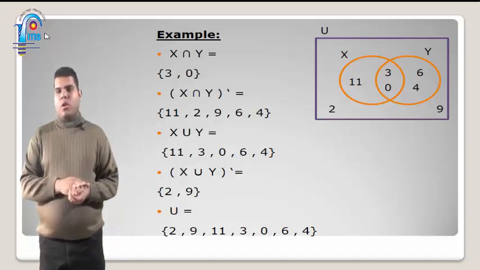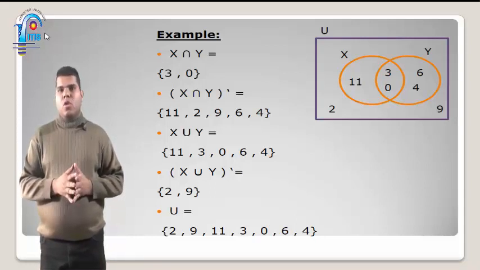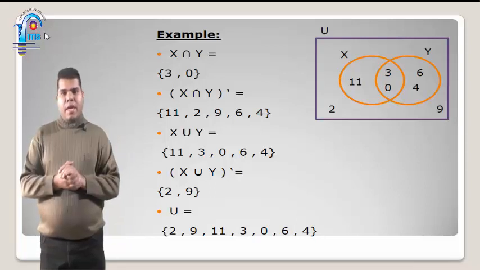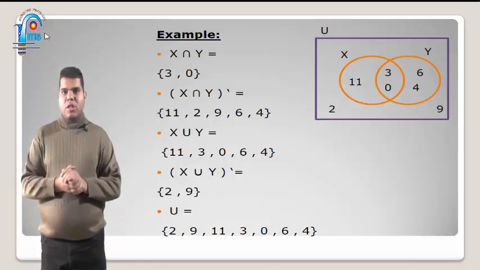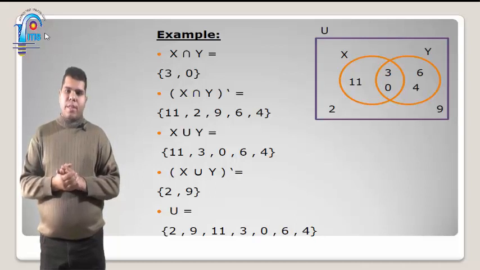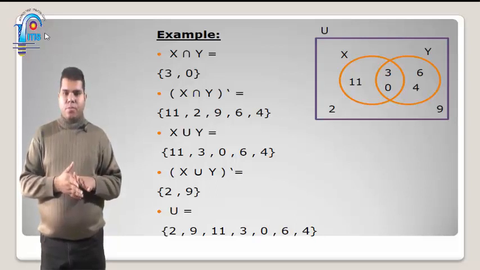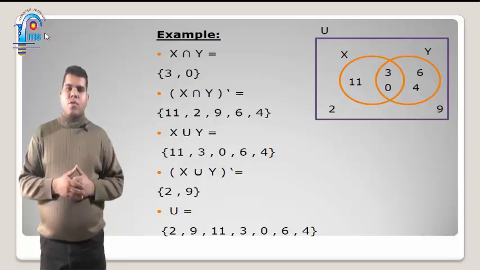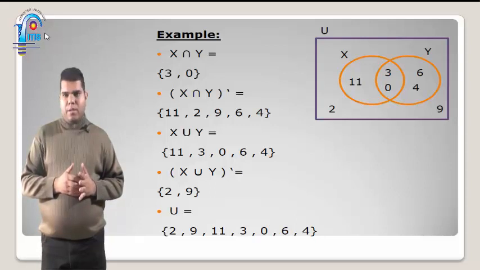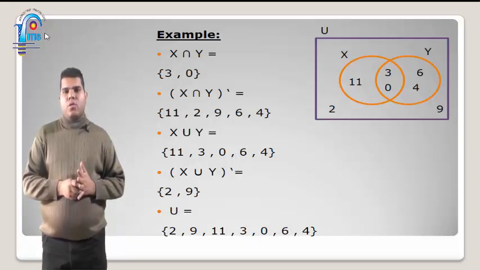Second is x union y. We've said before that for the union, we take all of the elements and we never repeat the elements. So x union y is 11, 3, 0, 6 and 4. And because we never repeat the elements, these are the only elements. We don't take the elements which are outside, the 2 and 9, because these do not exist in our set.